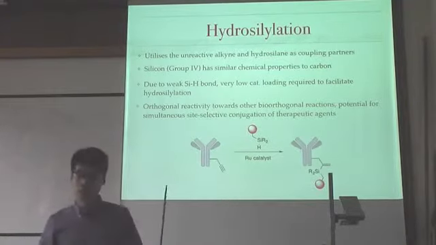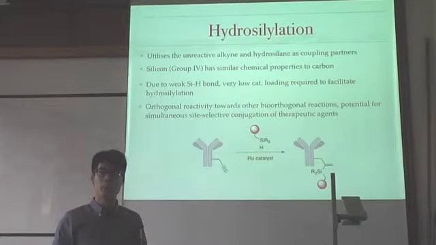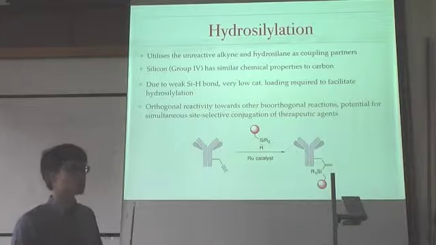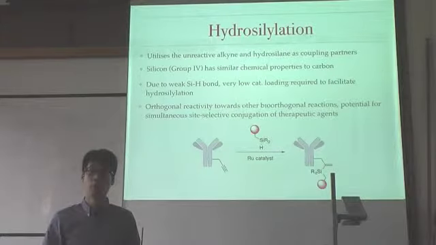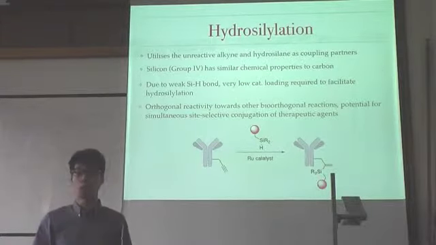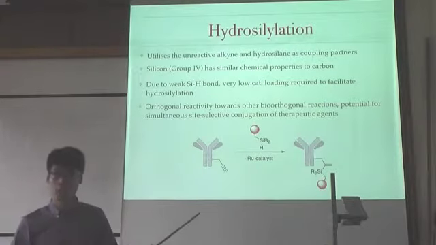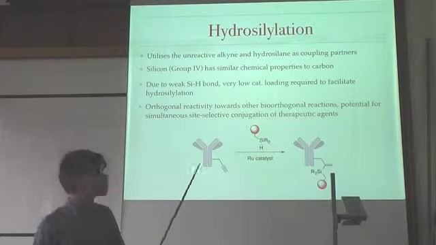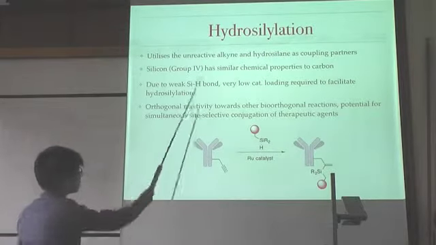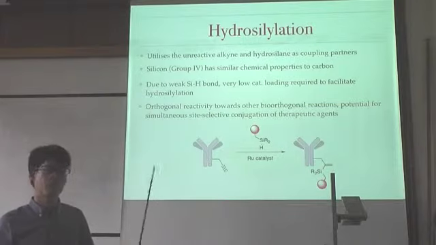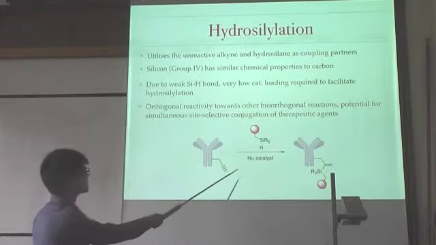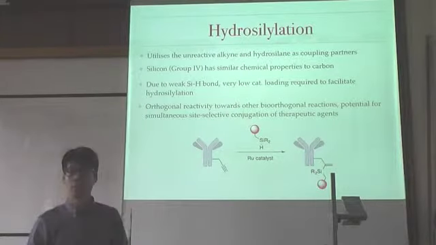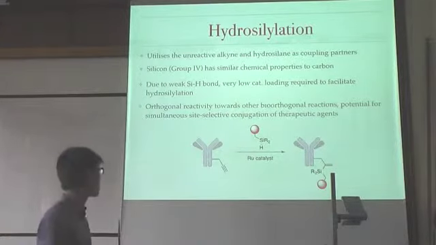So the rationale is that silicon and carbon have very similar chemical properties because they're in the same group in the periodic table. So it is less likely for the protein to reject this modification or for the silicon to alter the protein's function. However, one key difference is that the silicon-hydrogen bond is very weak, making it very reactive to the ruthenium catalyst, and therefore very low catalytic loading is required to facilitate the hydrosilylation reaction.